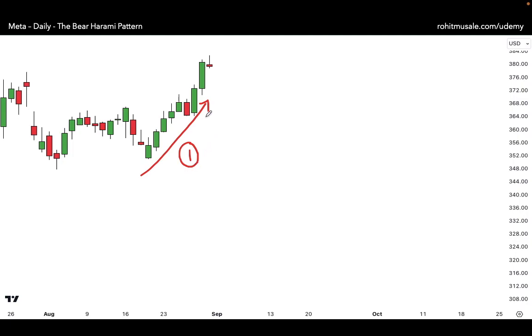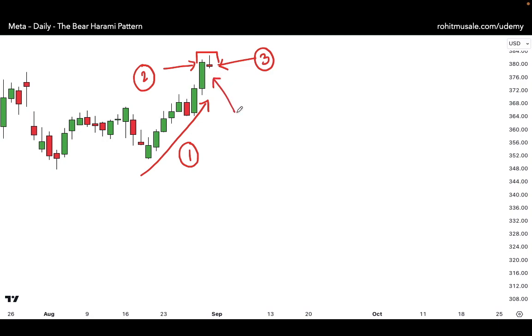The second condition is the first candle of the pattern should be a tall green real body. Now there is no specific definition of tall, but you look at other candles on the chart, this is sufficiently a tall candle. The third condition is the second candle of the pattern should be a small real body. I am not talking about the shadows, okay? I am only talking about the real bodies.